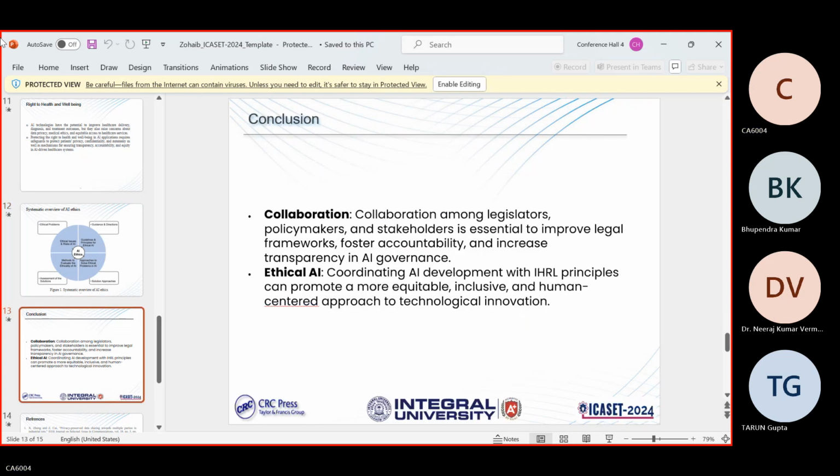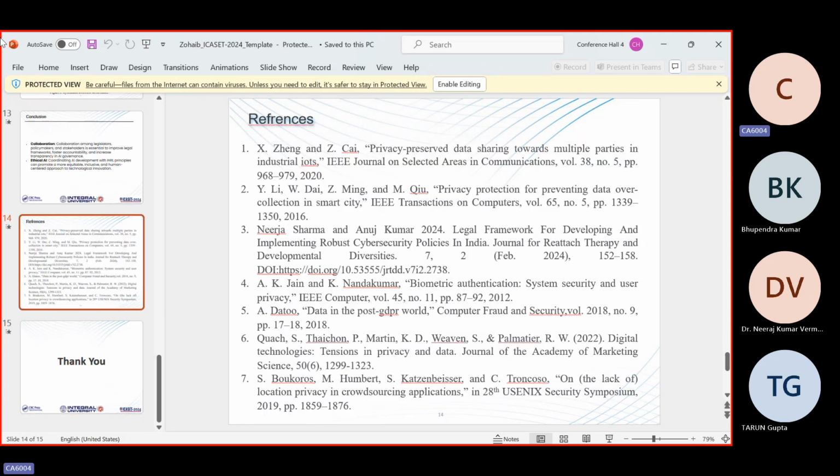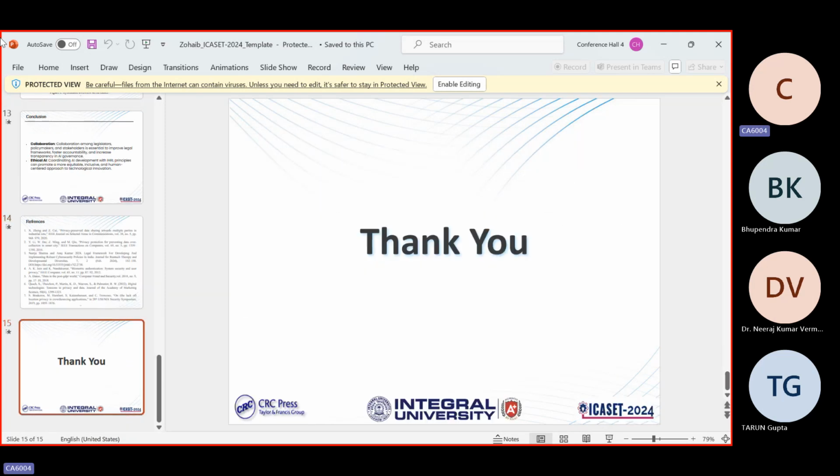Next. The collaboration among legislators, policymakers, and stakeholders is essential to improve legal frameworks, foster accountability, and increase transparency in AI governance. We need to have ethical AI where we impose certain laws, and we also need to utilize the IHR principles against these ethical issues to promote the right to privacy, freedom of speech, right to equality, and right to non-discrimination in the era of modern technology. Thank you so much.